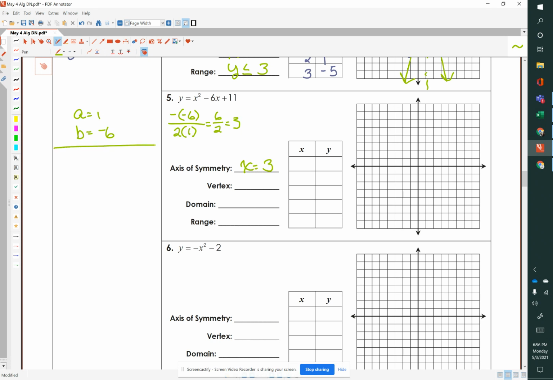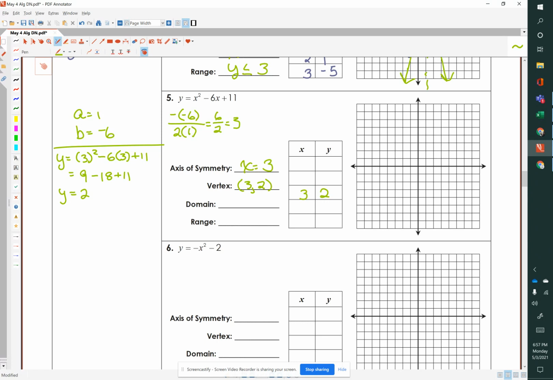So let's evaluate for the vertex. So we have y equals 3 squared minus 6 times 3 plus 11. So that would be 9 minus 18 plus 11, which equals 2. So 9 plus 11, that's 20 minus 18, so y equals 2. So the vertex is 3, 2, and we'll put that right into our chart right there.